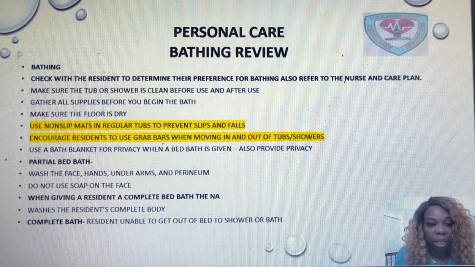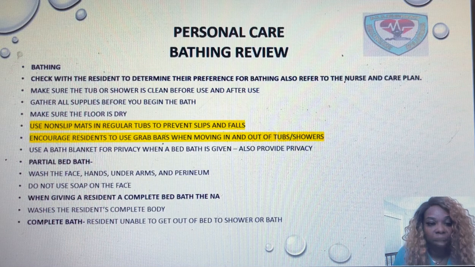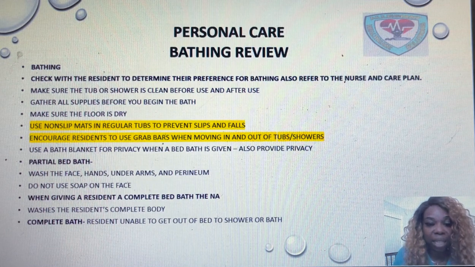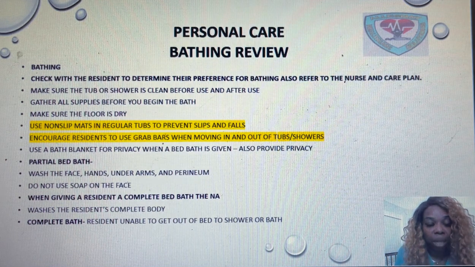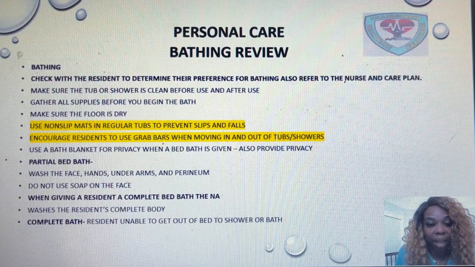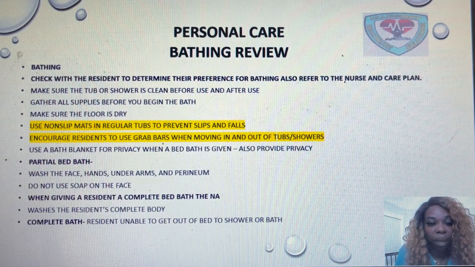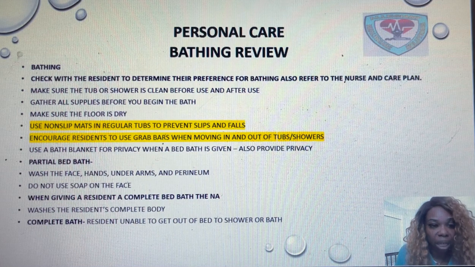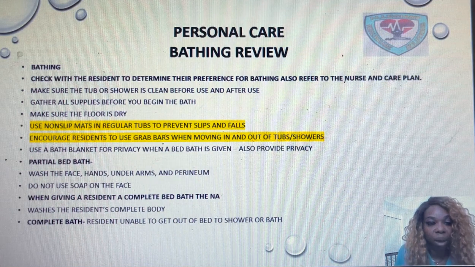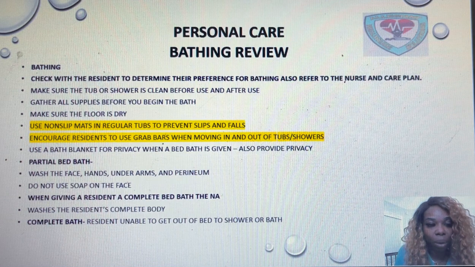You can give the resident a partial bath. A partial bath includes you washing the resident's face. You're going to wash their hands. You're going to wash their underarm and their perineum. Their underarm is also called the axilla. So you're going to wash their face, their hands, their axilla or underarm, and their perineum when you are providing a partial bath. When you are washing the face, do not use soap on a resident's face.